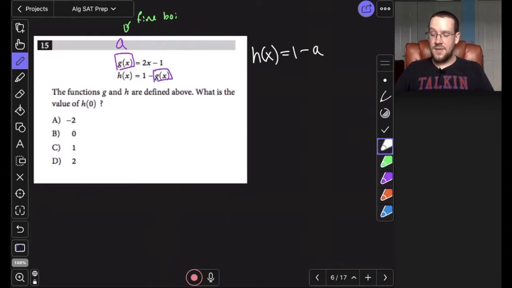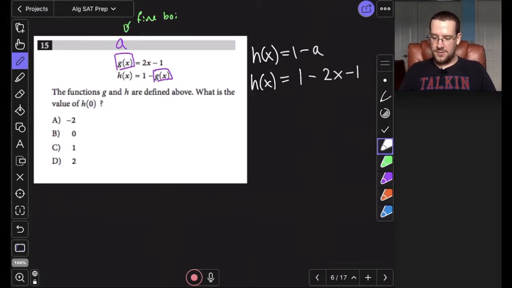Okay? So now h of x is equal to 1 minus A. And 1 minus A is a little bit easier to look at because we know that h of x is equal to 1 minus 2x minus 1. So notice, this is the word is. So g of x is 2x minus 1. So that means that A is 2x minus 1. I'm just going to dump it in there. And now it wants to know, what is h of 0? So let's see what happens here, because this could confuse some people a lot of times. What is h of 0?